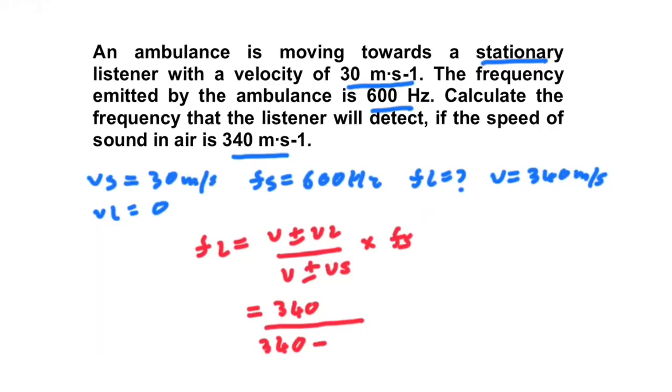So we're going to have minus 30 multiplied by the frequency emitted by the source, which happens to be 600 Hertz. So now I just need to put that in my calculator, and we have the frequency that is observed by the listener, and this is equals to 658.06 Hertz. And there we go. That is the frequency observed by the listener when we have an ambulance that is moving towards the stationary listener with a velocity of 30 meters per second.